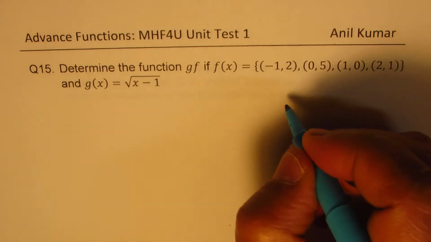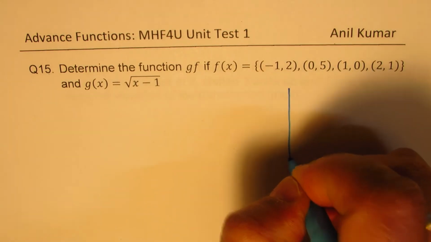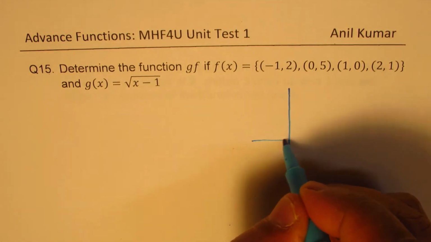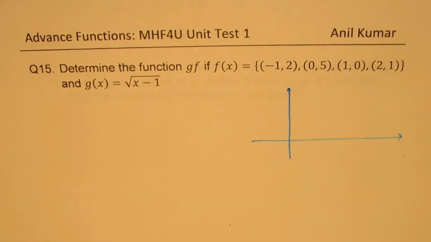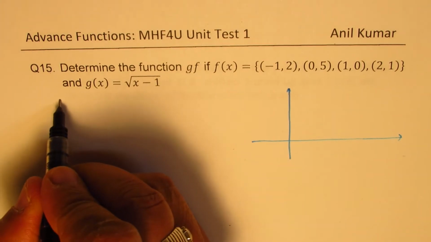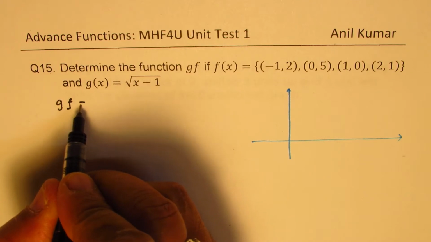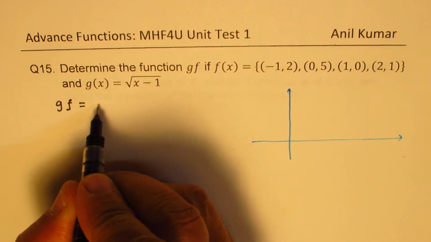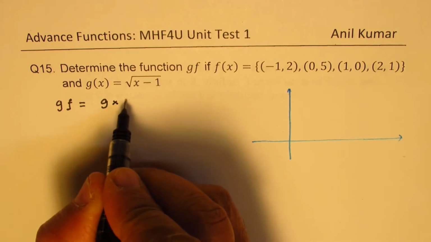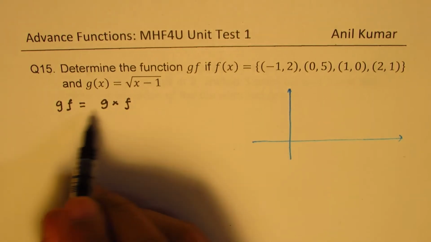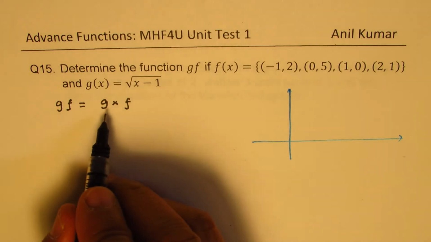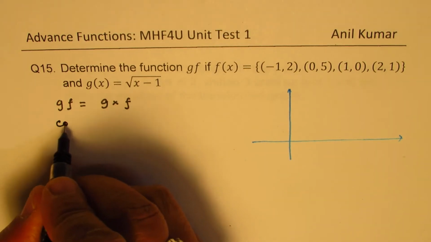Well, let me first sketch this, and then we will discuss how to solve such questions, right? First thing to understand here is that when we write gf, it really means we are looking for a product of this, right? So that is like g times f, right? So outputs are going to be multiplied. Now that only happens on the common domain, right?